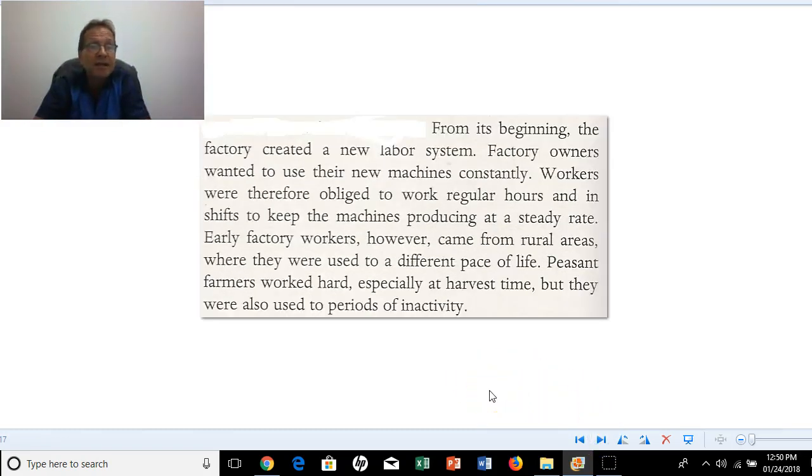And this also creates a new type of relationship between workers and management. Factory owners want to use their machines constantly. Workers, therefore, have to work regular hours now. And this was a break from the past because peasant farmers had worked hard, but only at harvest or at planting time. And then there's a lot of period of downtime or a lot of period of inactivity where they don't have to work so hard. But now factory time becomes a way of life.